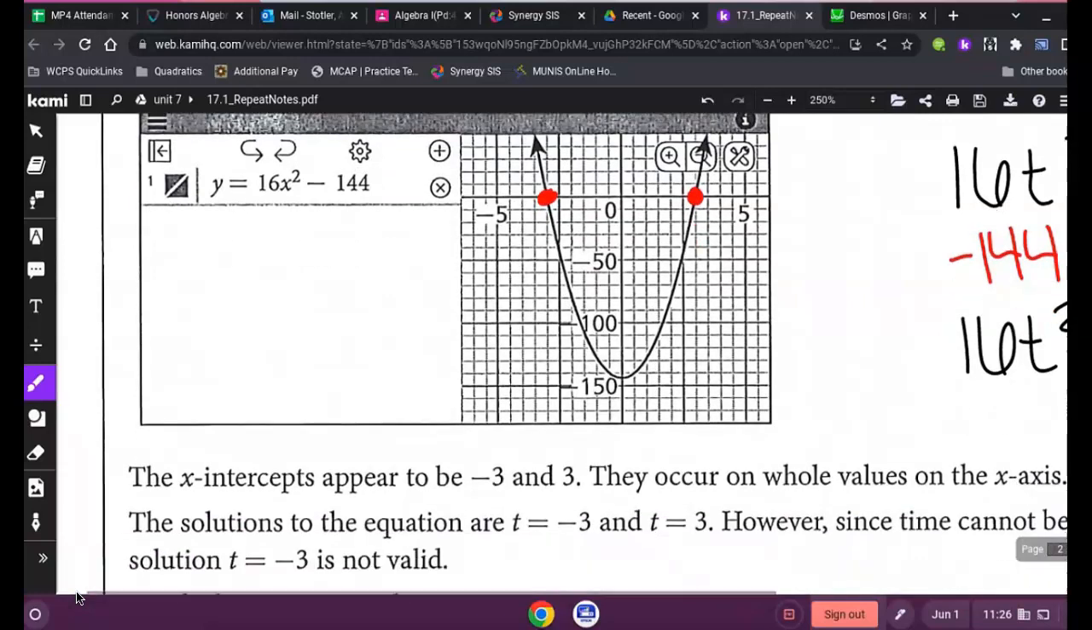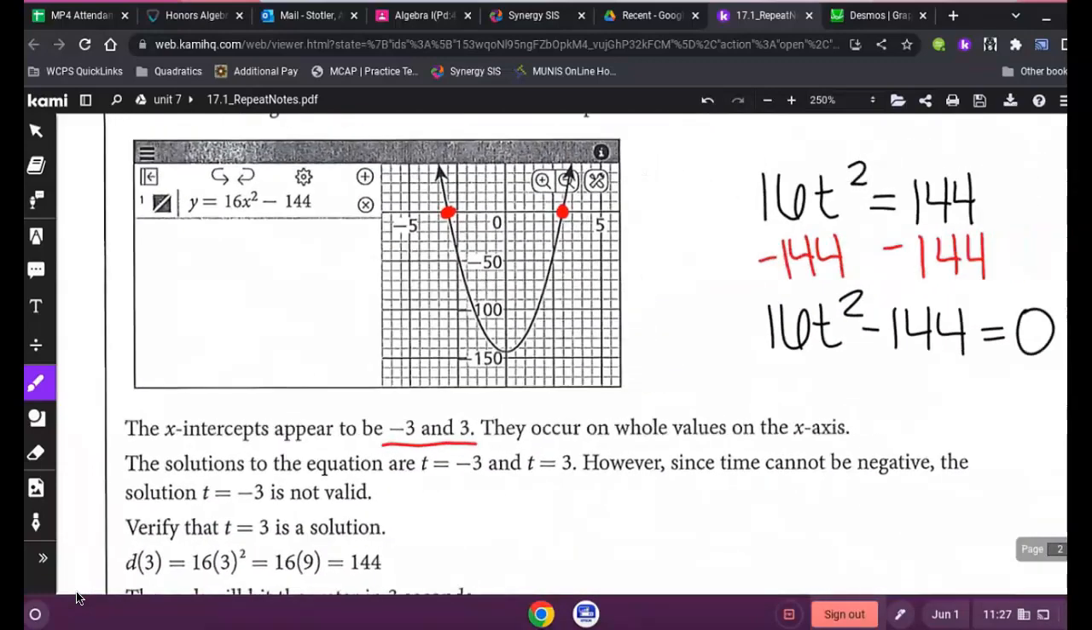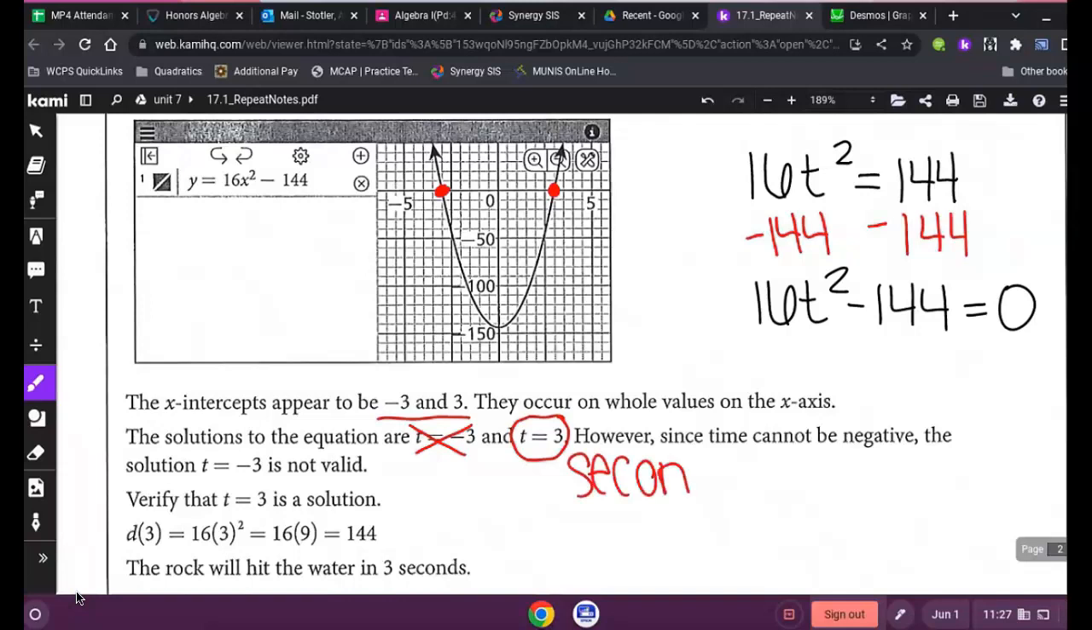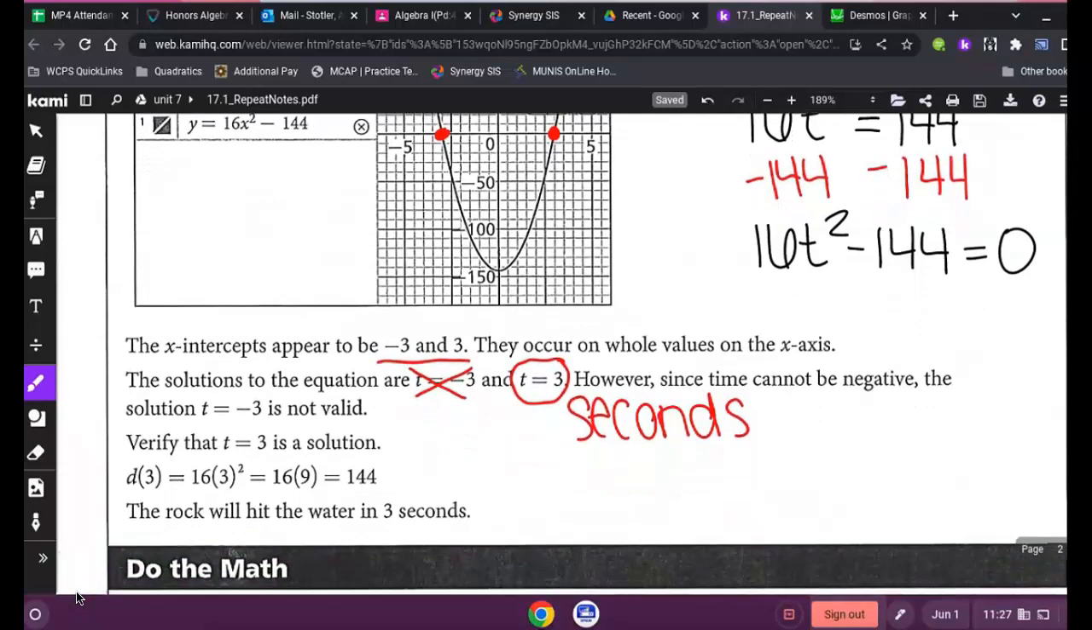So the x-intercepts are 3 and negative 3, but if we're talking about time, we're talking about seconds. We can't have negative time, so we can't have the negative 3. It has to be the positive 3, since we're talking about seconds. We can't have negative solutions for our real-world examples. So we're going to verify that positive 3 is the solution.